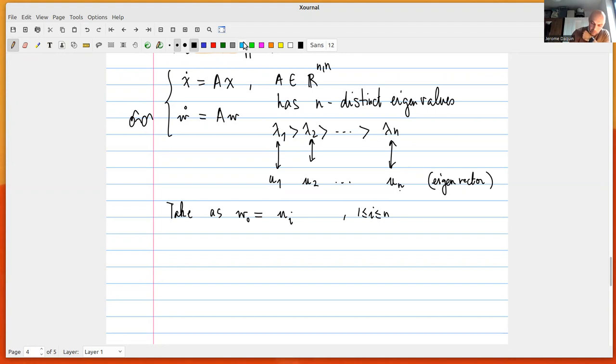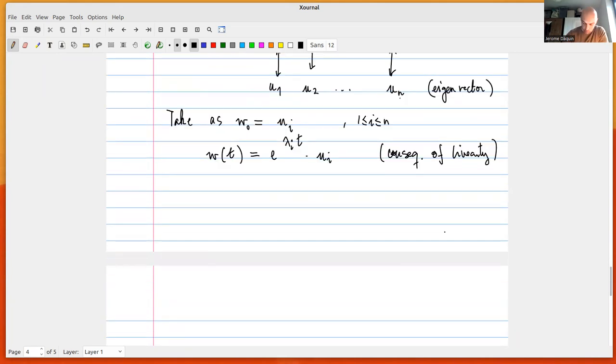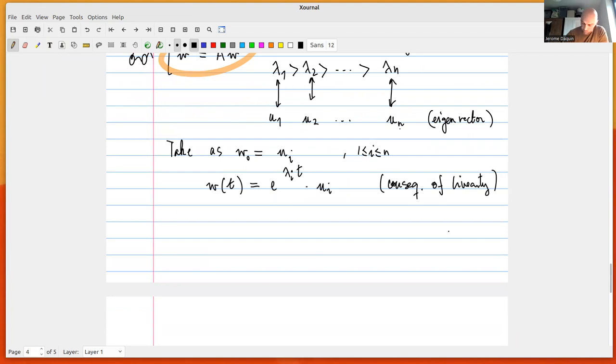Due to the linearity of the tangent vector equation, you get immediately the shape of the solution. So W of t is equal to exponential lambda i t times u i, where lambda i is the eigenvalue associated to the eigenvector I chose. Okay, do you agree with that? That's a consequence of linearity. I always hesitate on the level of detail I should provide, but anyway, it's a trivial fact.